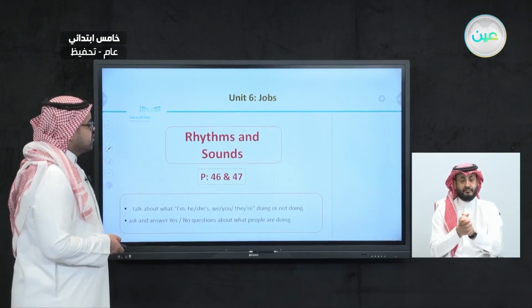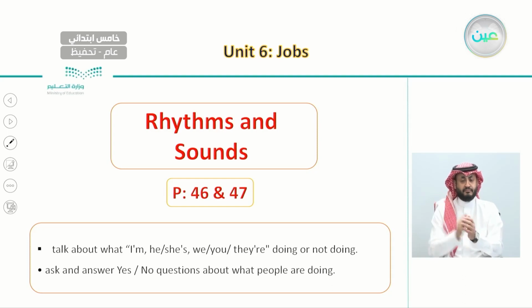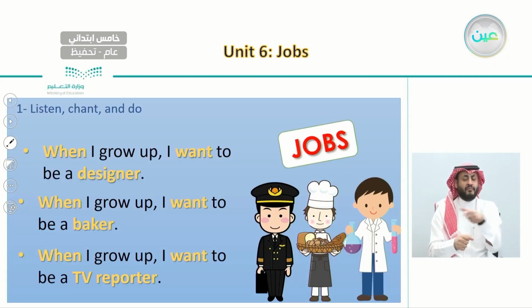Also, in Rhythms and Sounds on pages 46 and 47, we listened to another chant. Our objectives in that lesson were to talk about what I am, he or she, or we, you, or they are doing or not doing, and also to ask and answer yes/no questions about what people are doing. So in this unit, we listened to this chant about jobs, and it goes like this. Let's listen to it first and try to remind ourselves of this chant. The first part of the jobs chant was like this.